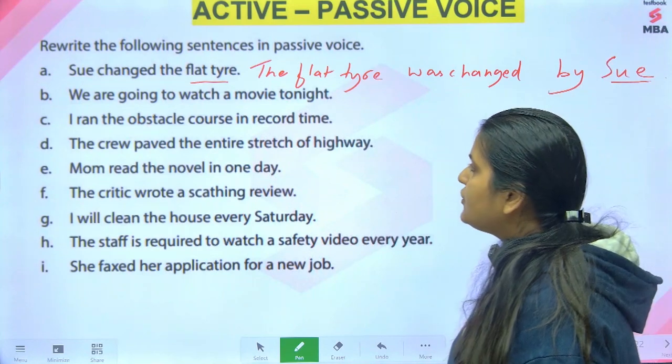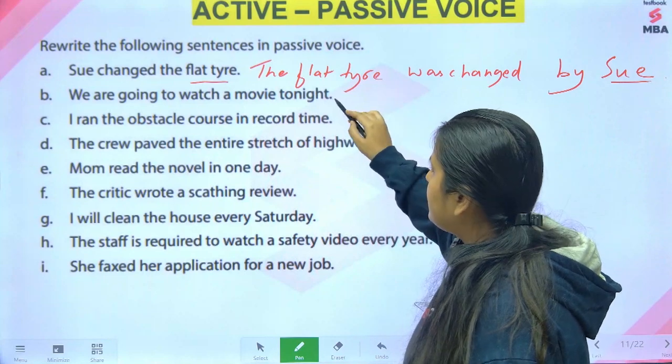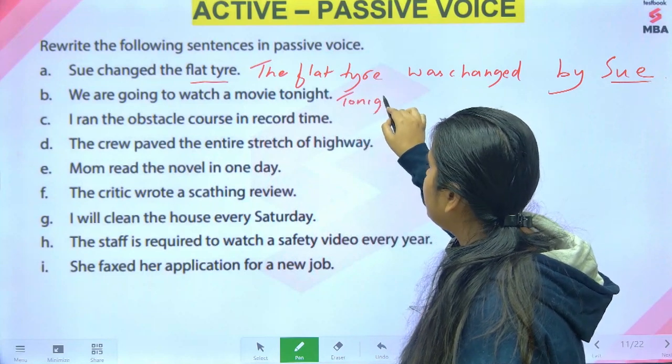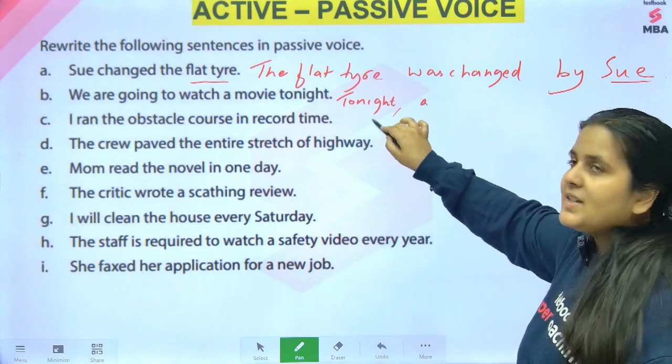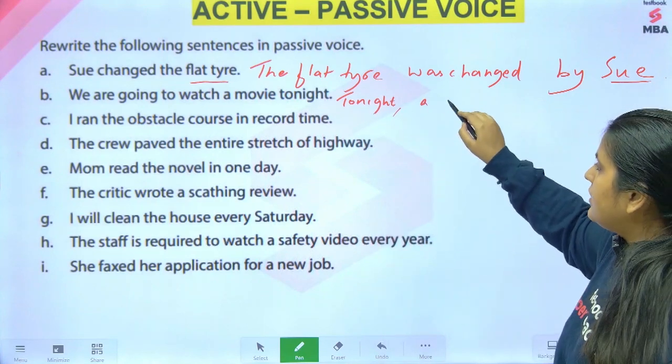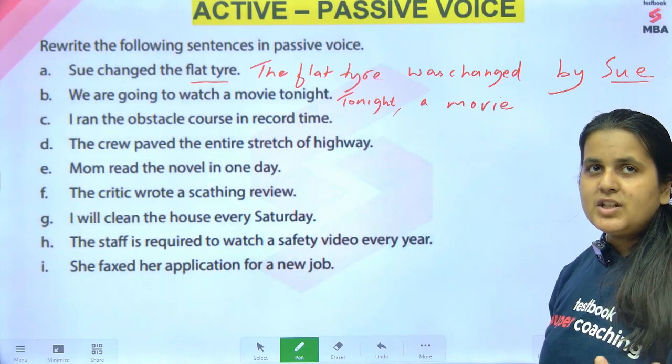We are going to watch a movie tonight. Okay, you can start with tonight and put a comma if you want. You can put tonight at the last also if you want. Tonight, comma, I'm using it as a modifier here. Tonight, a movie. ठीक है, ऑब्जेक्ट पहले आएगा, ऑब्जेक्ट मूवी.